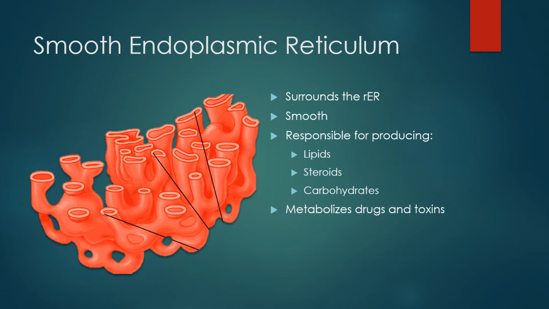Furthermore, in skeletal muscles, the smooth ER changes to a sarcoplasmic reticulum, which stores calcium ions. This storage is important for muscle contraction when stimulated by a nerve. So it's storing those calcium ions that are required in order to be able to flex or contract our muscles.